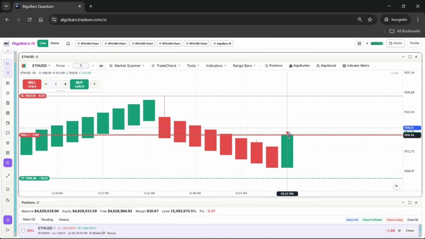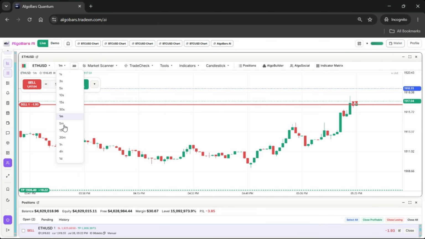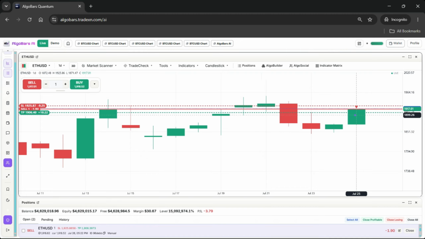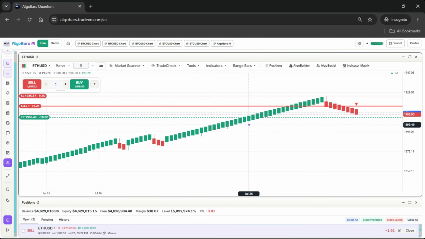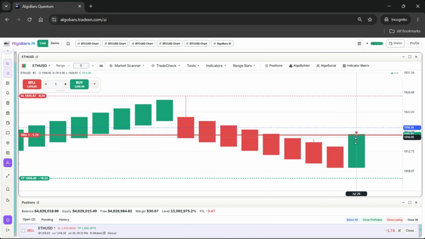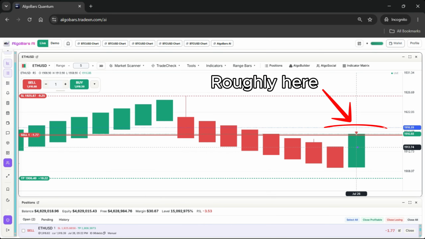Once this reverses to green, this will be a buy trade. How do we determine the direction of the trend? Simple. We look at the daily candle. Change it to 1 day. Today's buying. So I should be on a buy trade because it's buy bias today. Buys are filling. So once this closes green, we'll enter that buy trade separately.